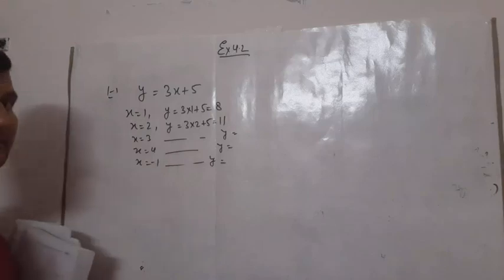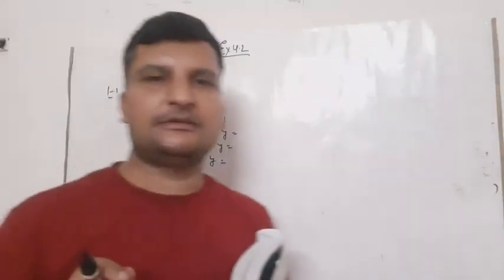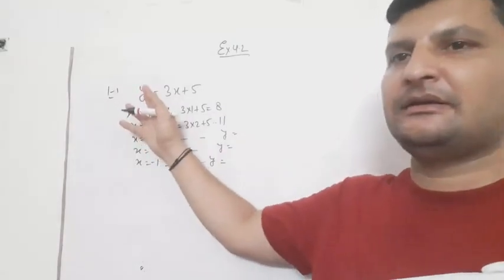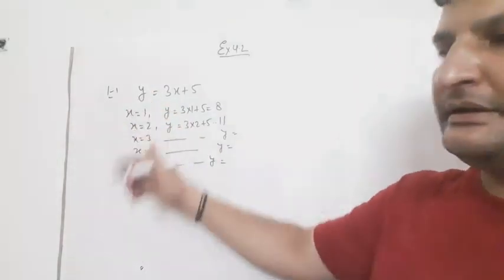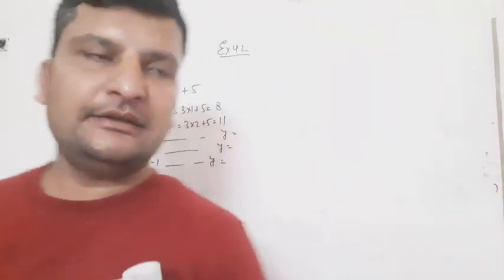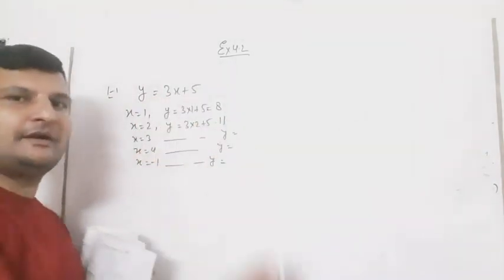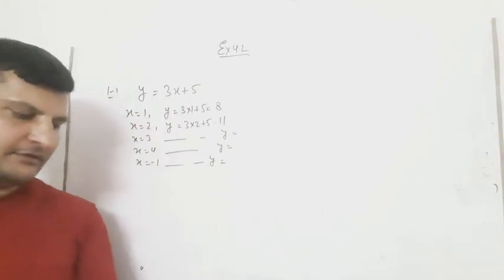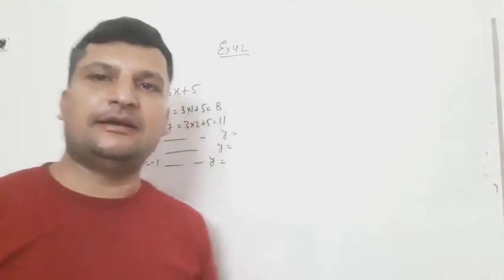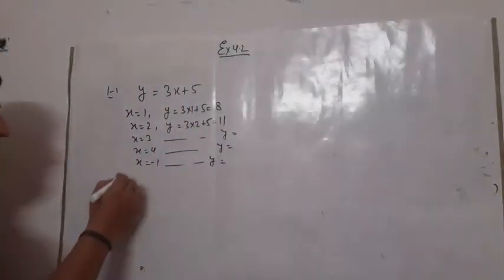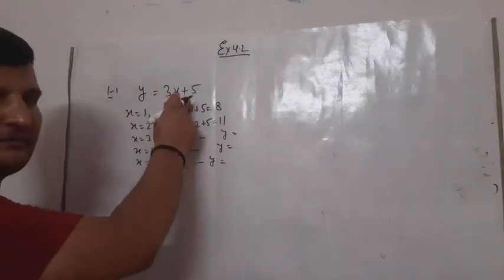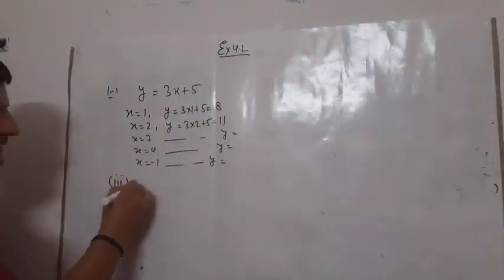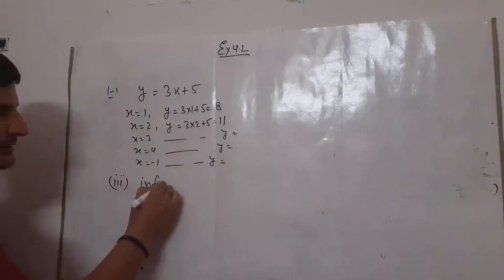So we can say that if we put any number as the value of x here, the y value will be different. So we can say that a linear equation has infinitely many solutions. So the answer of this first question is the third one, infinitely many solutions. You can write that y is equal to 3x plus 5 means a linear equation has infinitely many solutions.